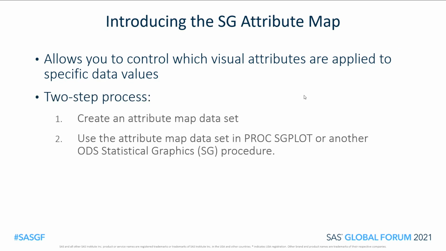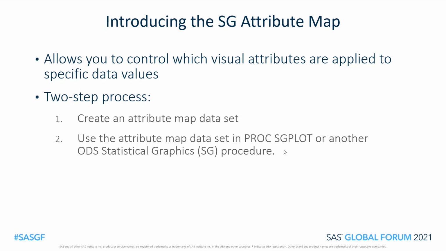It's a 2-step process. We start by creating an attribute map data set. There are many ways to create a data set. We can do it in a data step. We can do it in proc SQL. We can do it in any way we want to create a normal, ordinary SAS data set. And it has to follow a certain structure, which we'll look at in a moment. And then we use this attribute map data set in proc SGPlot or one of the other ODS statistical graphics procedures.